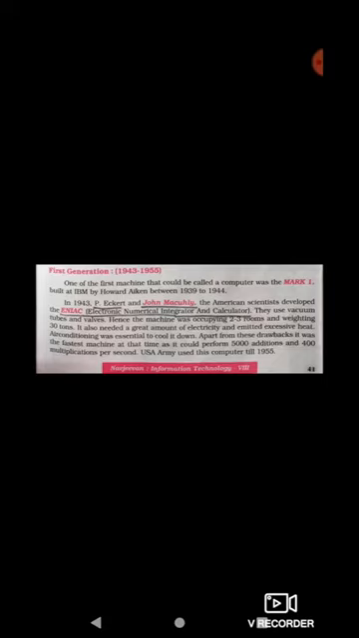Now, what is IBM? IBM is a company which stands for International Business Machines. It's a company which manufactures various types of machines, majorly computers. And the name of the person who built Mark I was Howard Aiken, in the years 1939 to 1944, a span of 5 years.